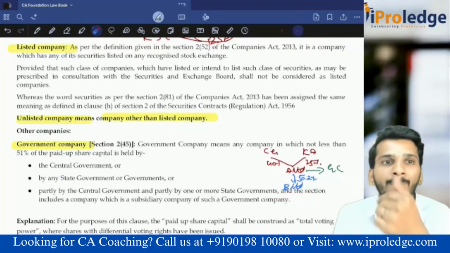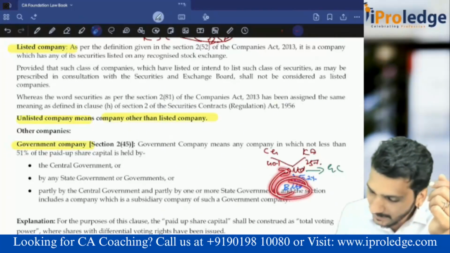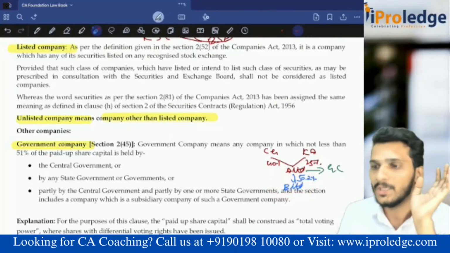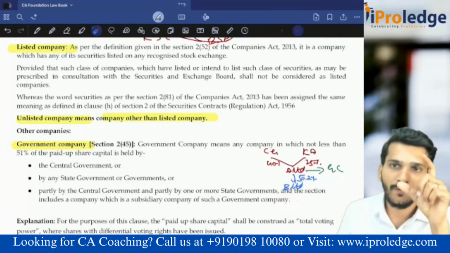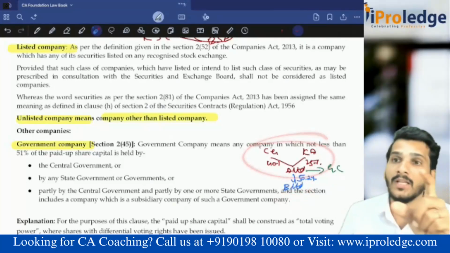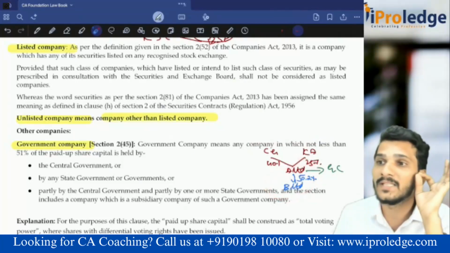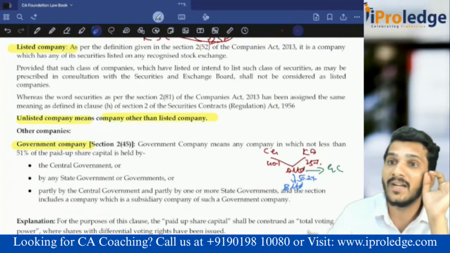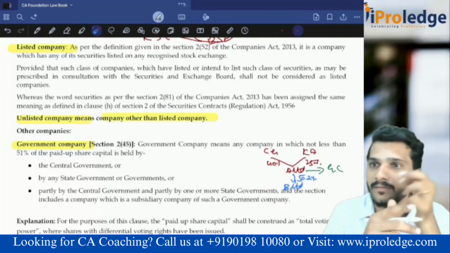But A is which company? Government company. The subsidiary of a government company is also a government company. You don't call it a subsidiary, you call it a government company directly. That means for the first layer, more than or equal to 51%. But for the second layer, more than 50% is sufficient, because we are taking the subsidiary condition, not the government company condition. Understood? That is the main difference, you have to keep it in mind.